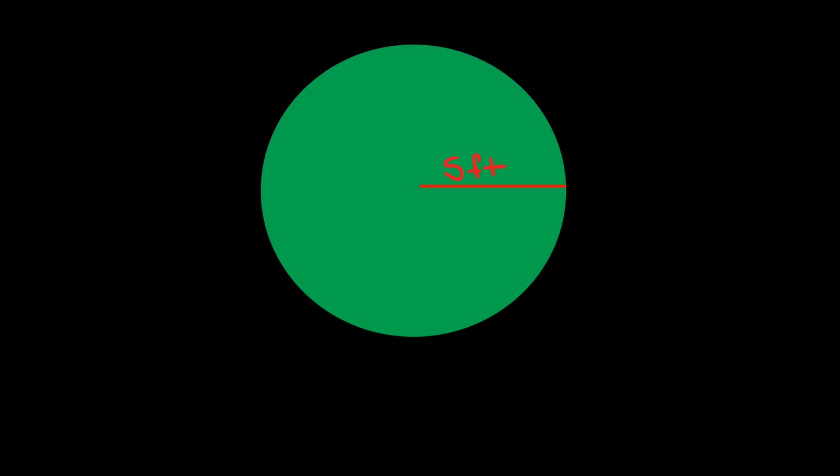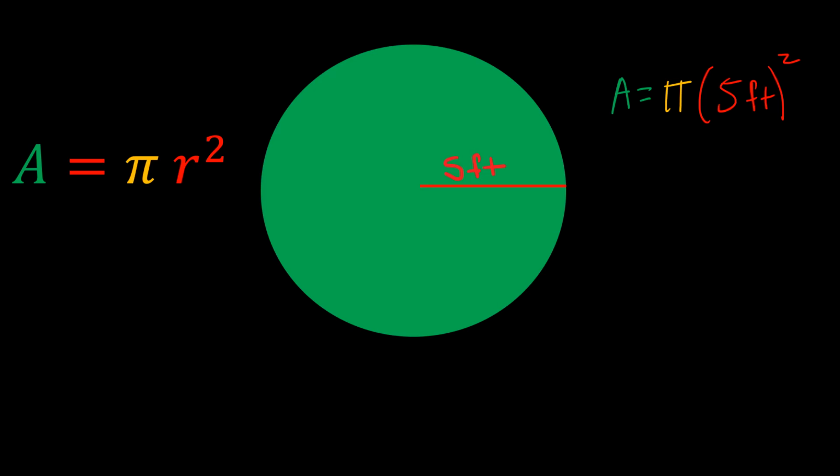So in this example, we have a radius of 5 feet. Our equation is area equals pi r squared. Therefore, in order to compute the area, we're going to multiply pi times the radius squared, which is going to be 5 feet squared. So our answer, right, we're going to keep the pi in there. 5 feet squared is going to be 25 feet squared. And that'll be the answer.